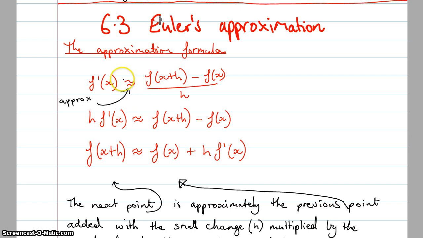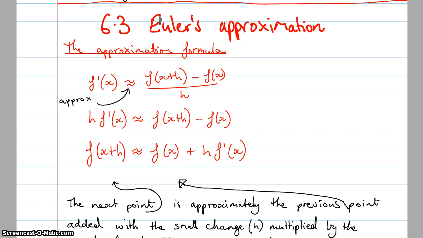So I'm going to use this formula here, which is essentially the gradient formula. And I'm going to say that the gradient, the instantaneous rate of change, is approximately equal to this bit over here: y2 minus y1 over x2 minus x1, or the difference in the x values. Now, I can rearrange this formula and get whatever I like, but I'm actually going to rearrange it to find out what f of x plus h is approximately equal to. And it's approximately equal to f of x plus h times f dash of x.